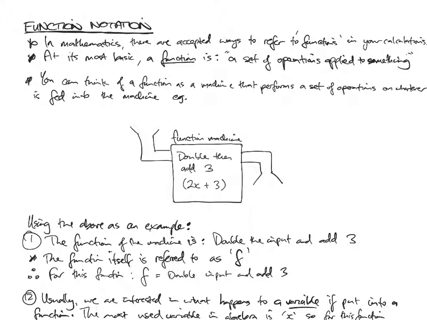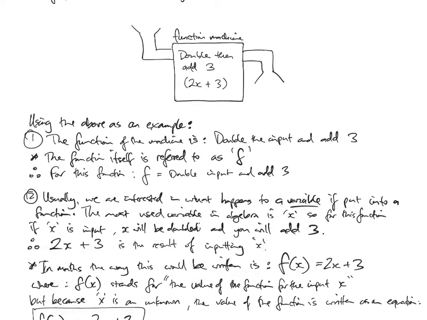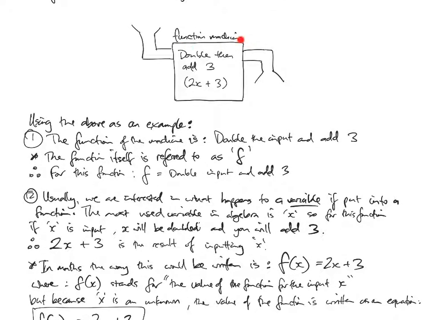There's a helpful way to think about it, it's in your book as well. You could also almost think of a function as a little machine that performs a set of operations on whatever you fed into that machine. So for example, this is the machine that we're talking about, and the function of this machine is to double and then add 3, whatever you put into it.